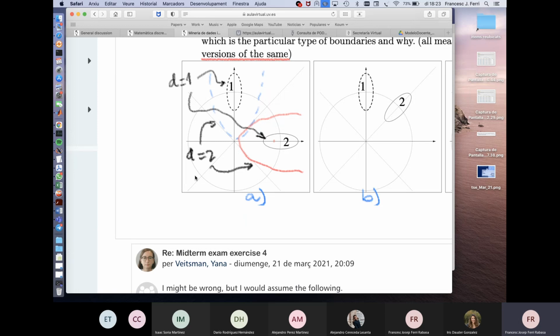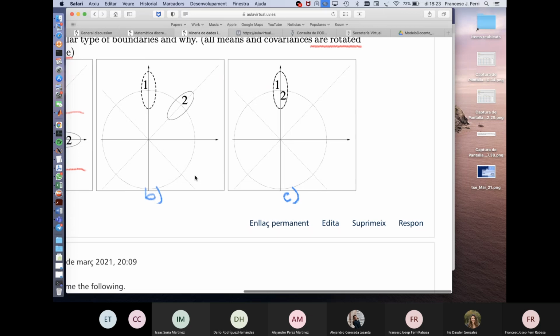The second case is basically the same. I just want to comment on the third one. We rotate this, and then we have this second Gaussian just on top of the first one. Is that clear? We have two classes, and the class conditionals are the same.